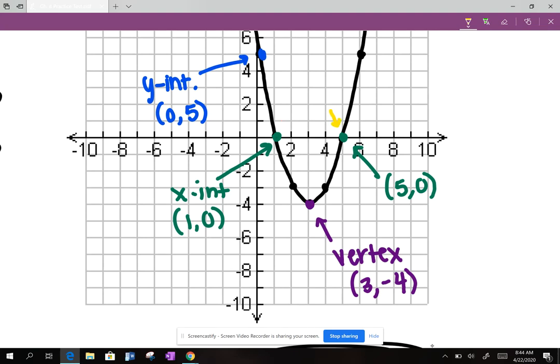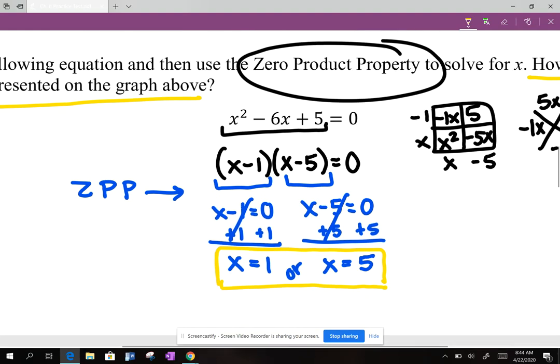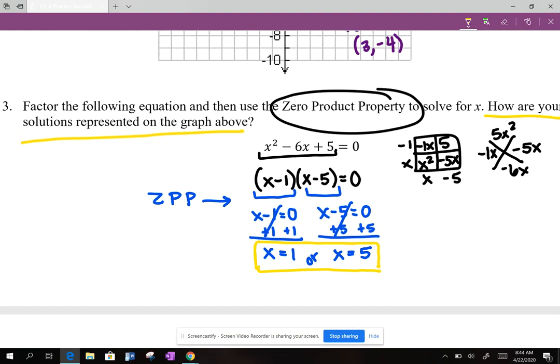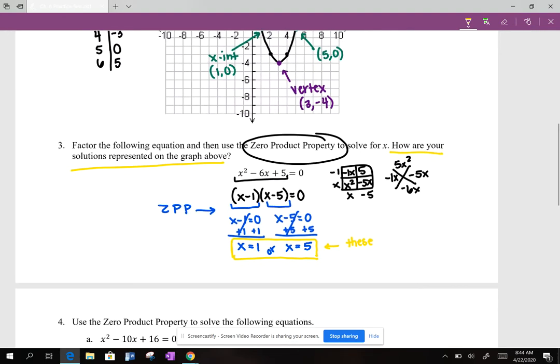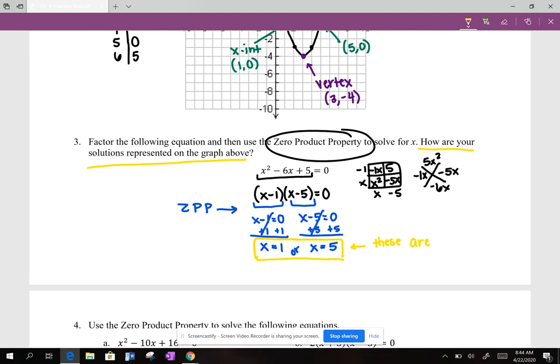They are my x-intercepts. My x-intercepts are at (1, 0) and (5, 0). It is no coincidence that those are my solutions for x. These are my x-intercepts on the graph.